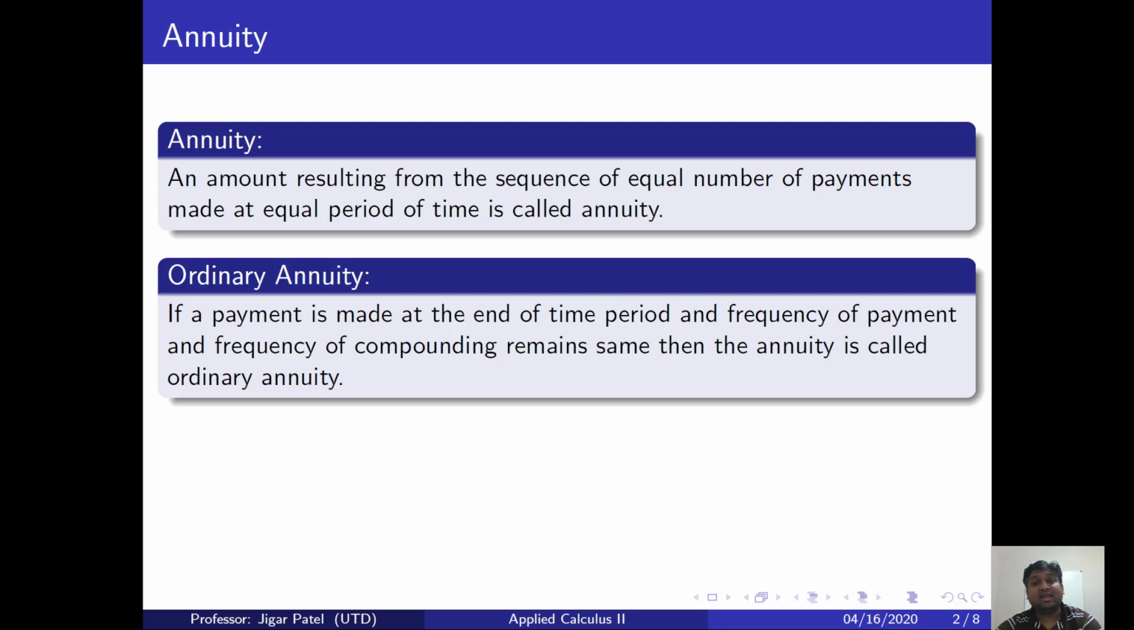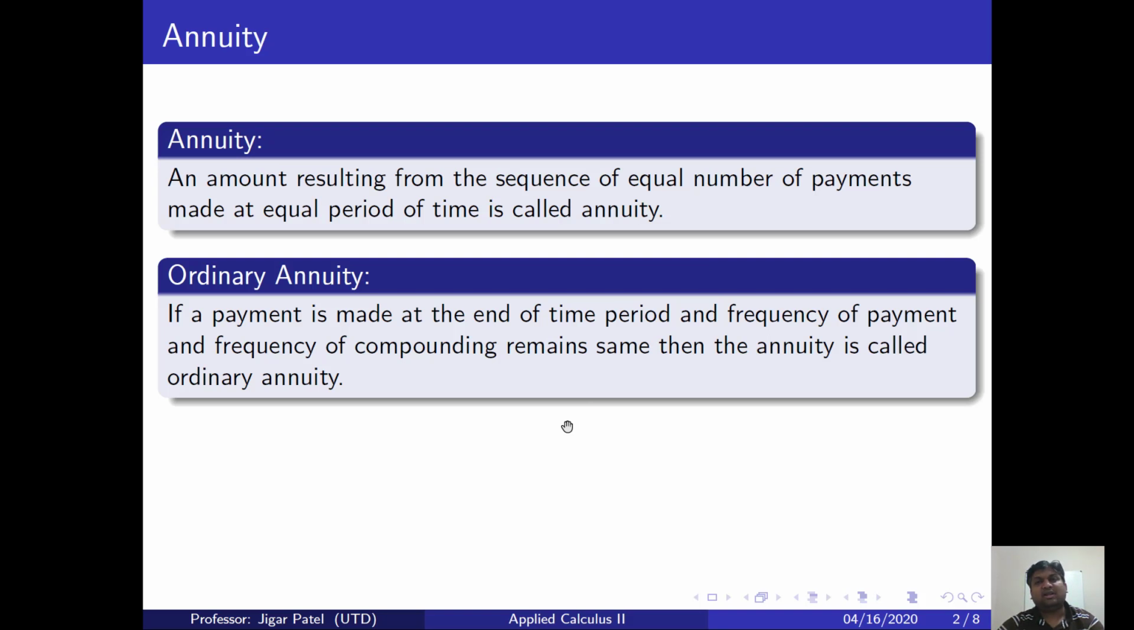Alright, so we are really focusing on a very simple case, the simplest possible case for annuity. The things that remain constant are the frequency of payment, the compounding interest, and the time period. These are the three things that remain constant. If this is the case, then we would like to call the annuity an ordinary annuity.